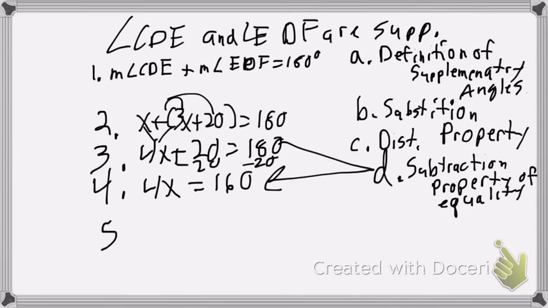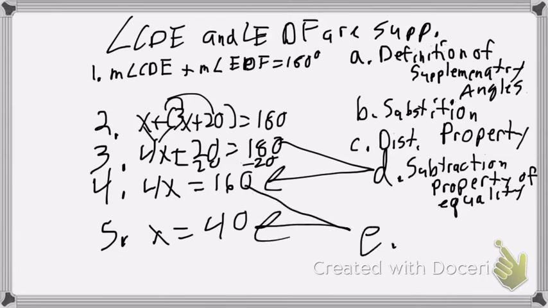Then 5, we get x equals 40. And again, what we're looking here for E is we're looking for how we got from step 4 to step 5. Well, we divided both sides by 4, just like that.